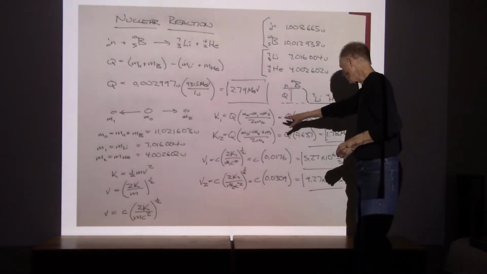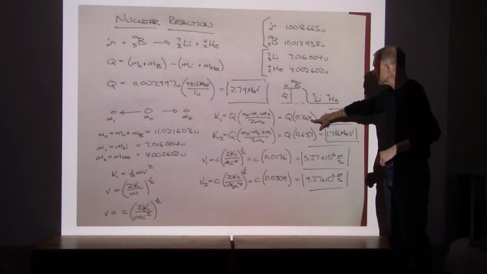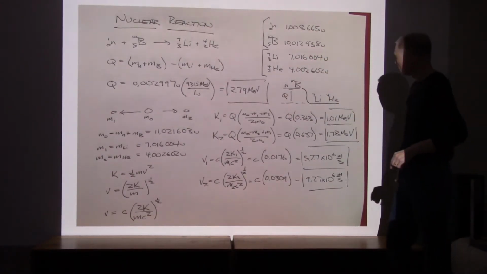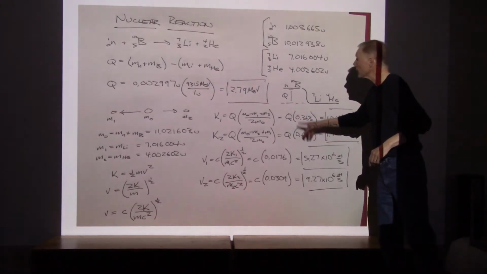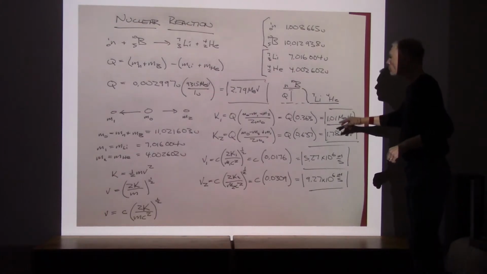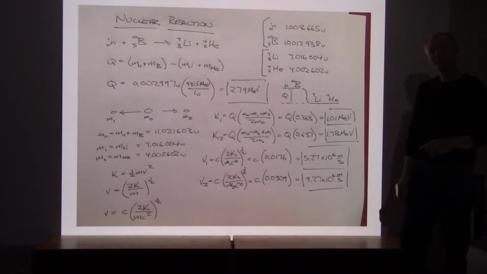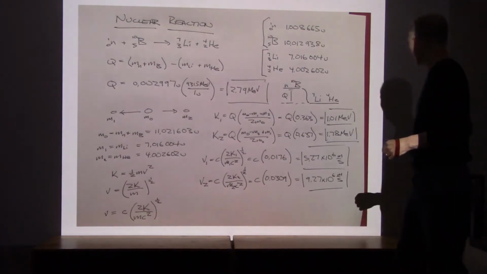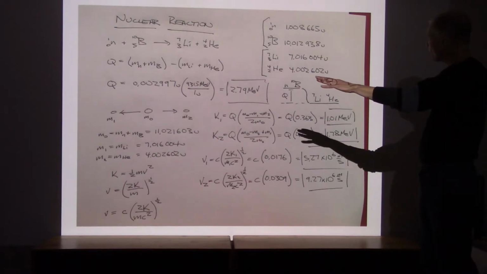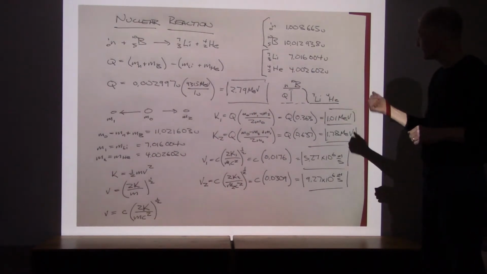And so we plug all the numbers in, and sure enough, it says that about 36% of the energy is going to the lithium, and 64% is going with the helium. So taking that 2.79 and dividing it out, that's how the kinetic energy divides up. So 1.01 MeV goes with the lithium, 1.78 MeV goes with the helium.